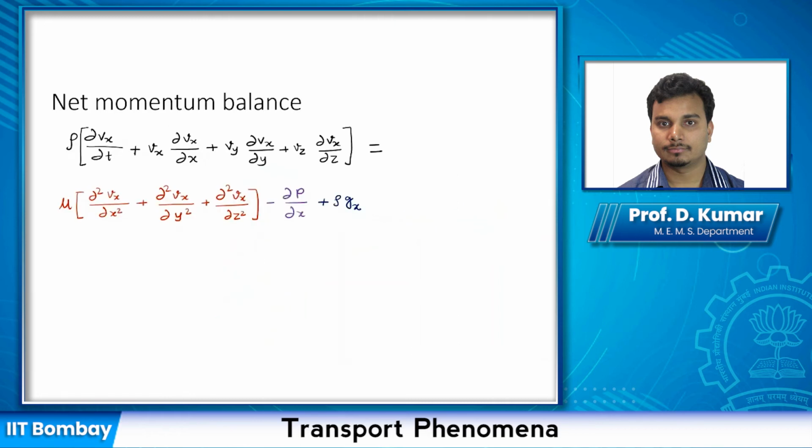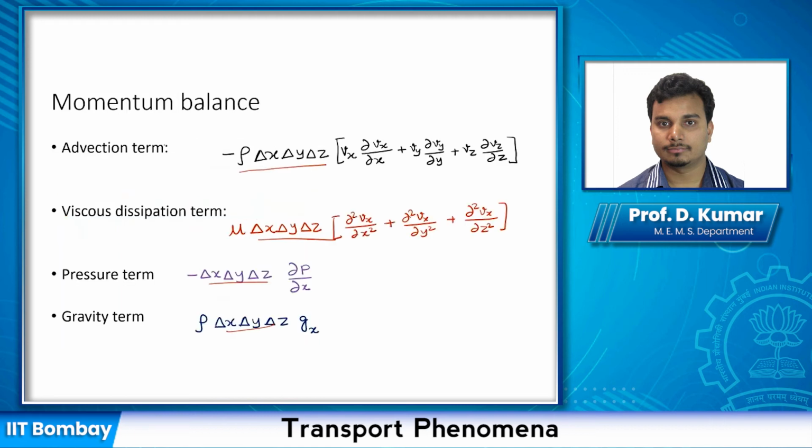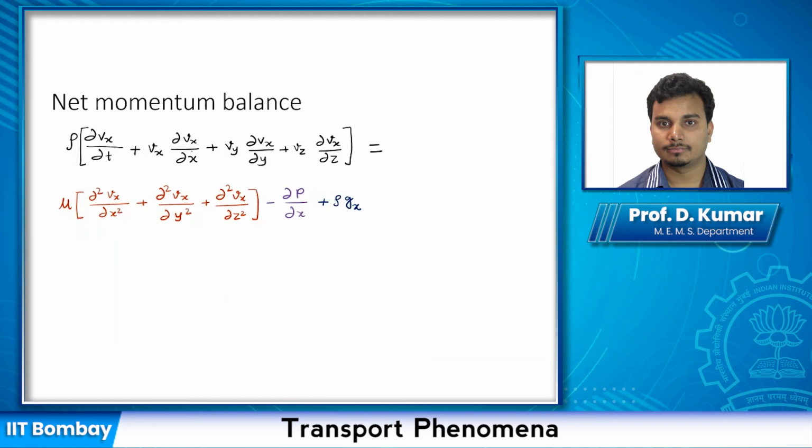Dou Vx by dou t. This comes from your rate of change of momentum term, and then you will see that this advection term is negative here, so we can take it to the left side, so that gives Vx dou Vx by dou x and so on. Okay, and then you have this as viscous term, then you have the pressure term, and then you have the gravity term.